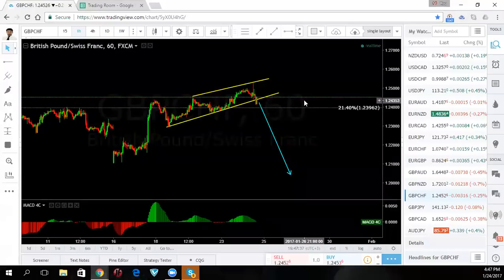These patterns are showing you downside. You need a flag here now. If you get a flag here, you get a trade to the downside. Pound yen.